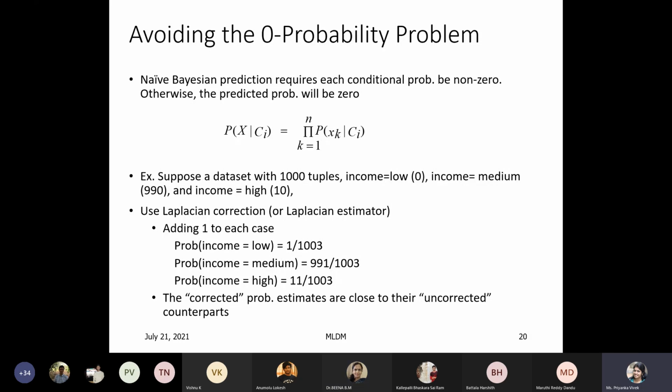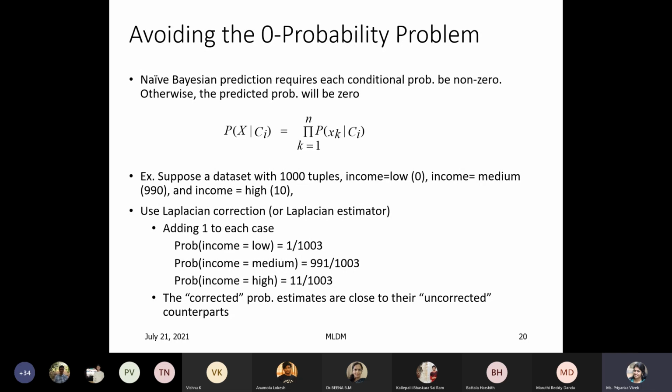But what happens, since we are multiplying all these, even if one of the attribute values becomes 0, the whole value becomes 0 because it's just multiplication, isn't it? Each attribute probability we are multiplying. So if one of them becomes 0, the whole probability would be 0. So what can be done is what we call the Laplace correction. There are other methods also. This is the basic method that we use.